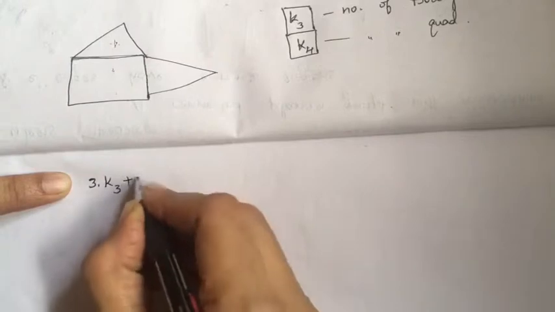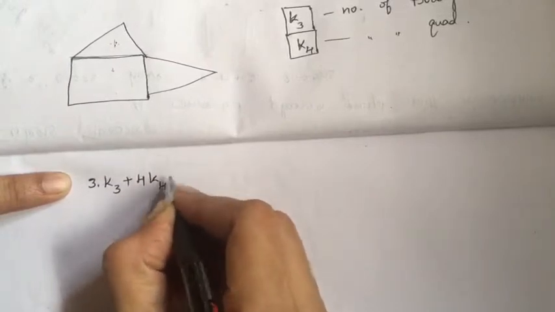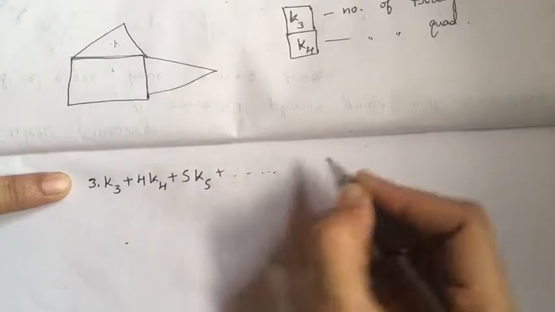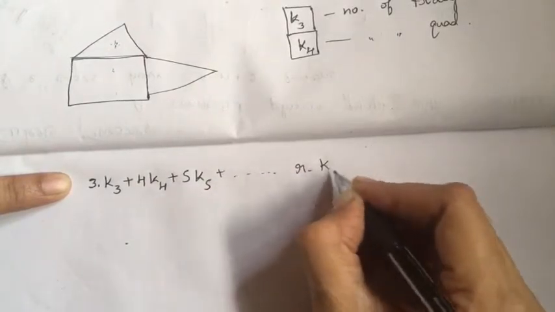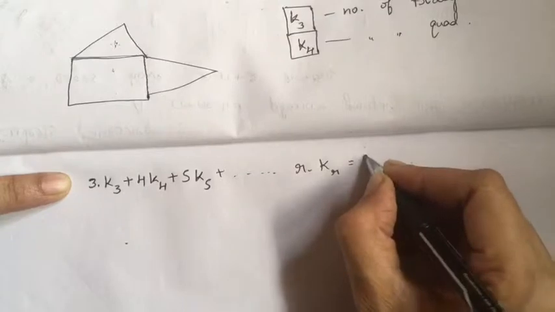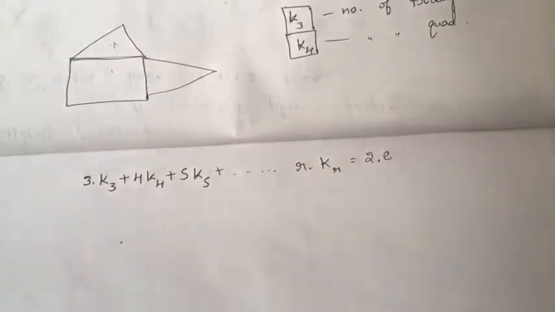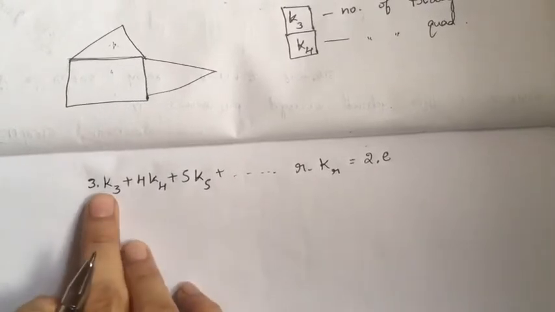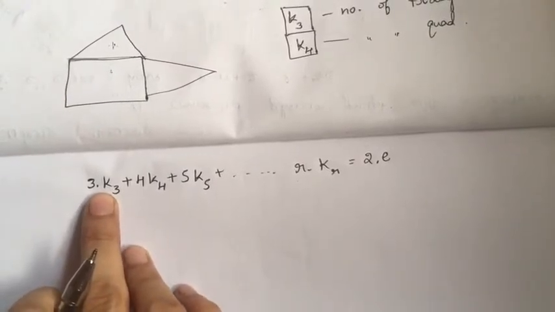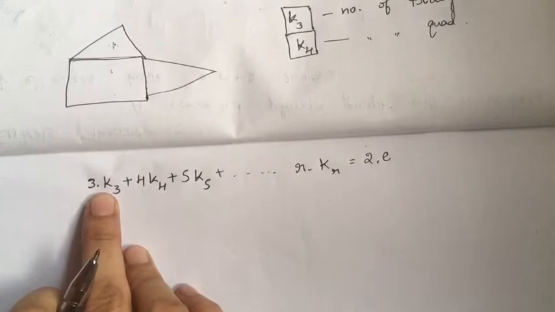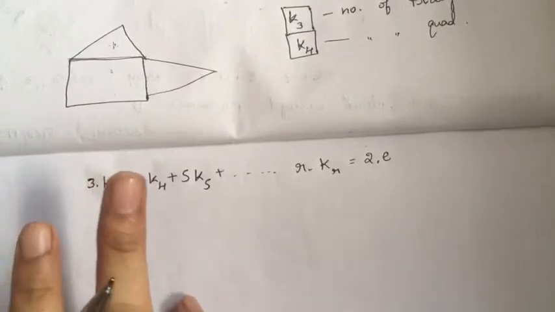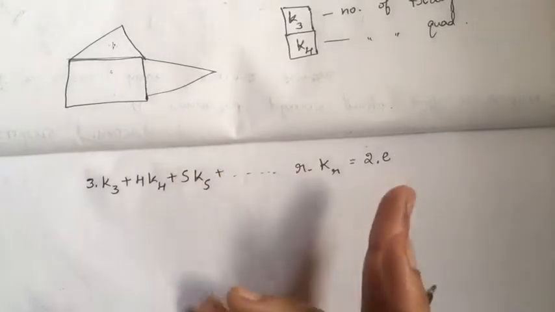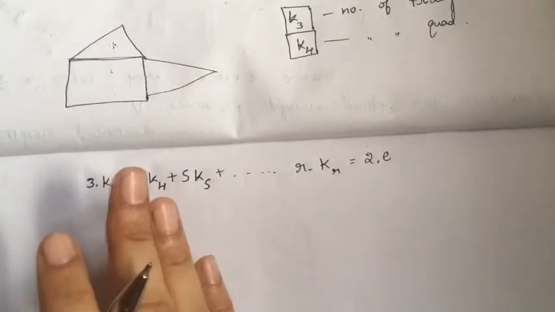3k3 plus 4k4 plus 5k5 and so on up to rkr is nothing but 2 into the number of edges. Why am I starting from 3k3? Because I am avoiding the situations of a region which has only 2 edges. That means it has a self loop or parallel edges. I am leaving that.